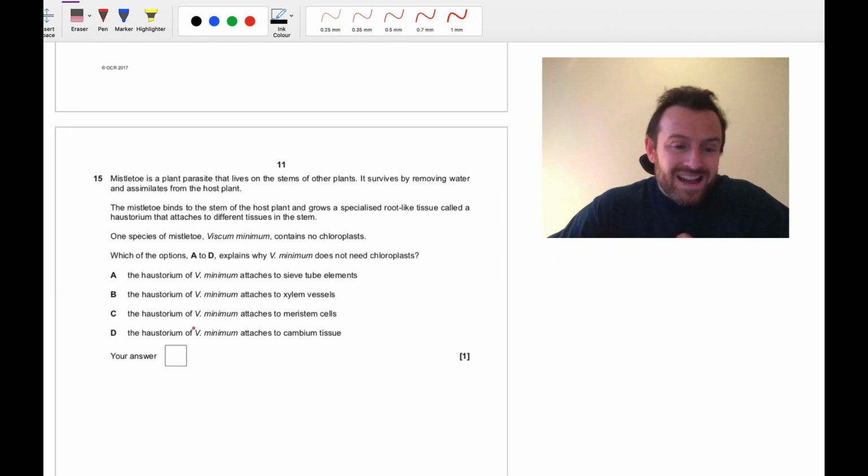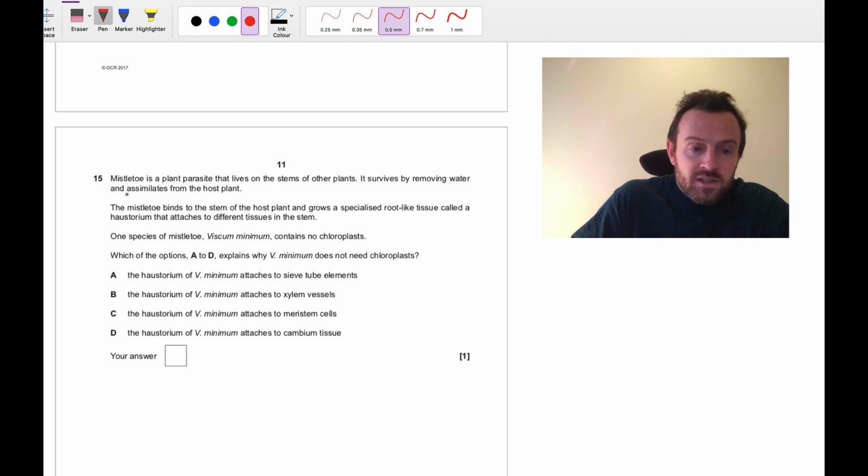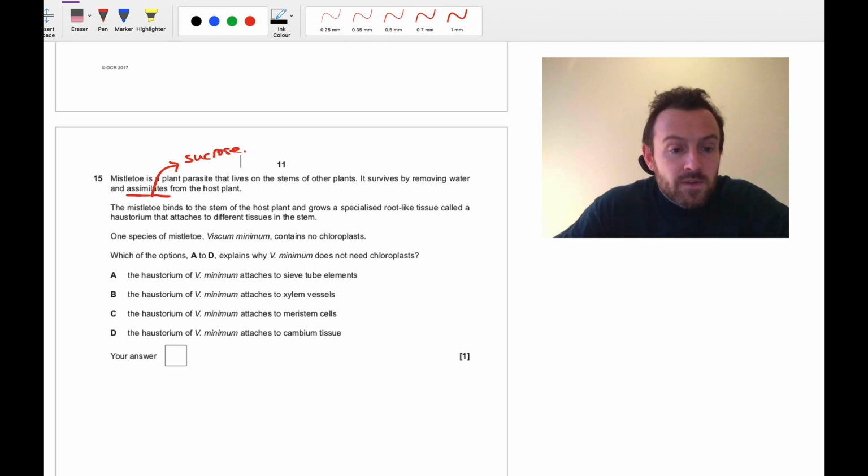It survives by removing water and assimilates. Remember, this word assimilates, it comes up every once in a while, so that just basically also means stuff like sucrose and anything in the phloem from the host plant. The mistletoe binds to the stem of the host plant and grows a specialized root-like tissue called a haustorium that attaches to different tissues in the stem.